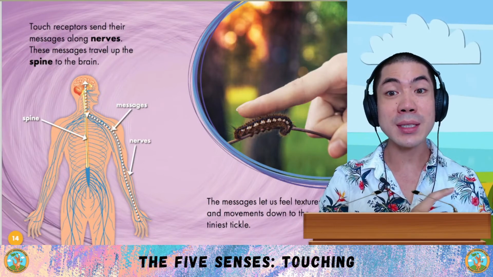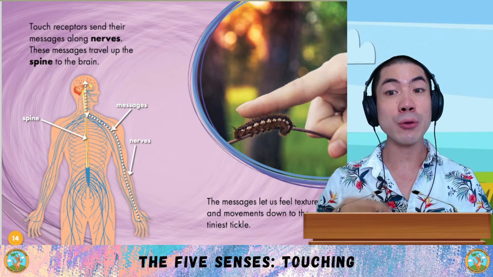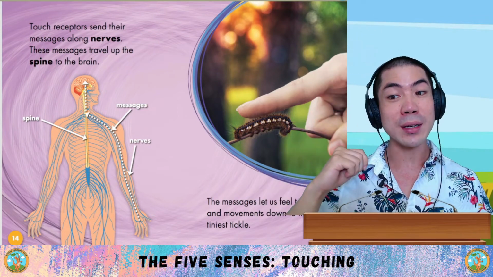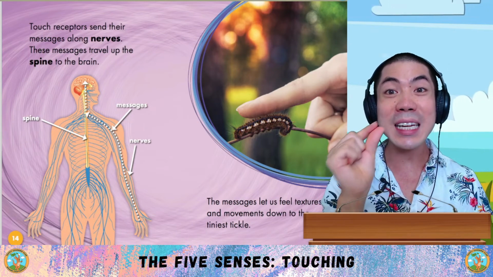These touch receptors send their messages along nerves. These messages travel up the spine to the brain. The messages let us feel textures and movements down to the tiniest tickle.